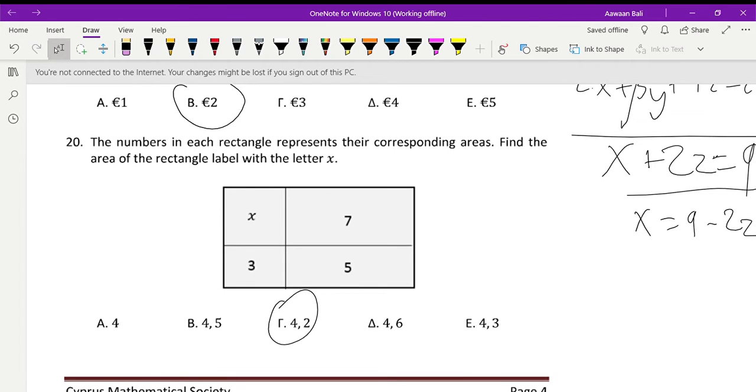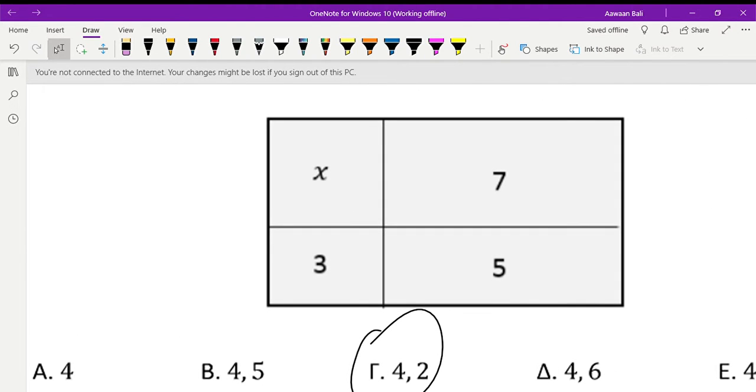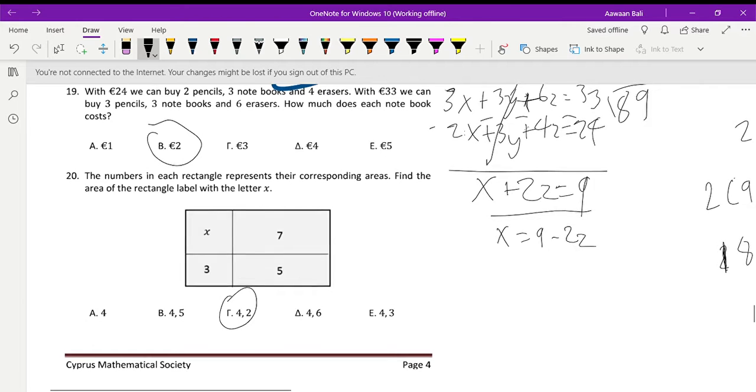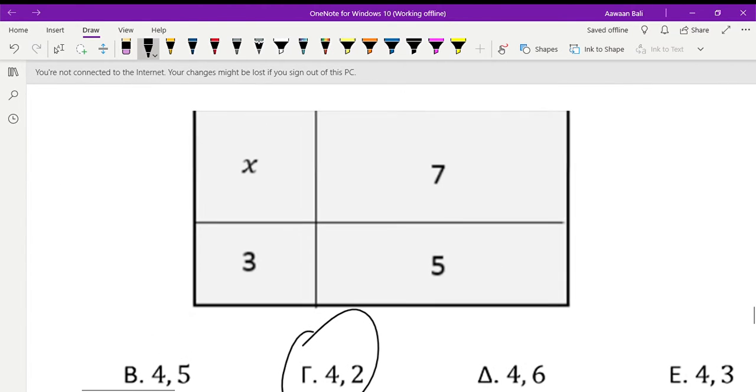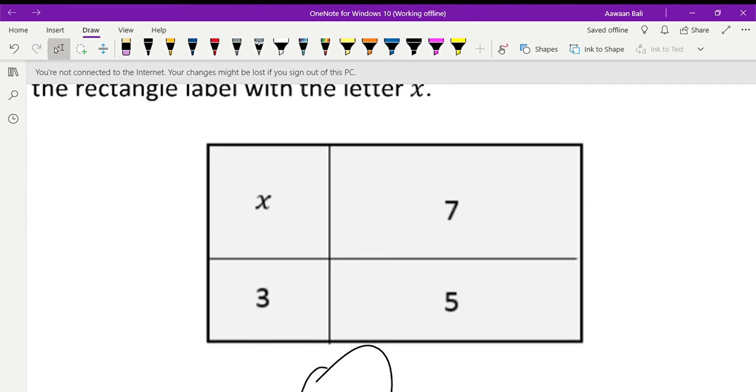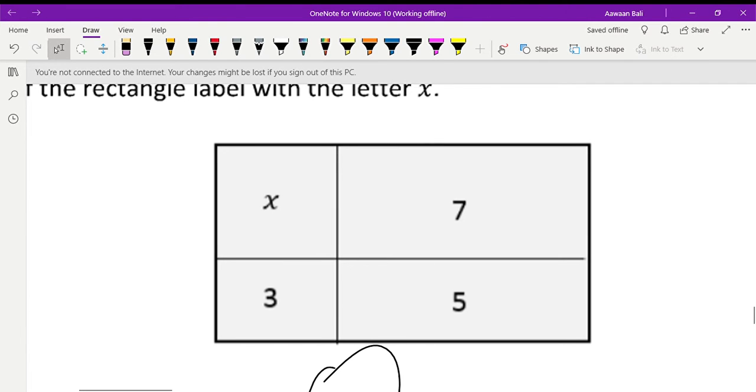Question number 20. The numbers in each rectangle represent their corresponding areas. Find the area of the rectangle labeled with the letter X. Remember how I said that all of the figures don't have to be to scale. We don't know if this is a square. Well, let's just say this is also a rectangle, because it might be drawn like that, but the figure might not be to scale. You never know if it is to scale unless it's given you some information. Here it's given us the areas, which is enough information to find it out.